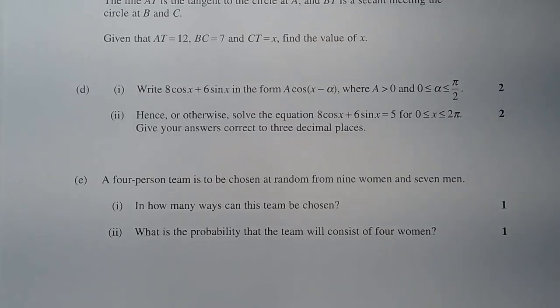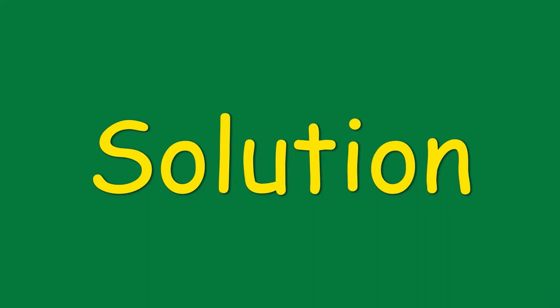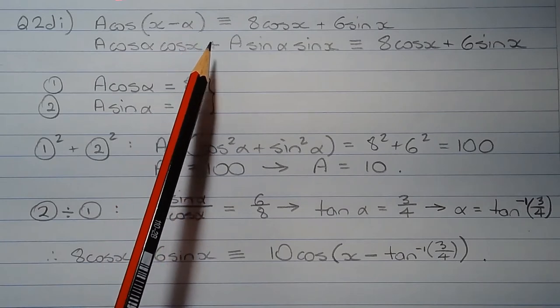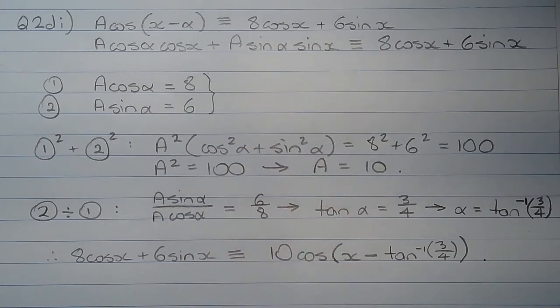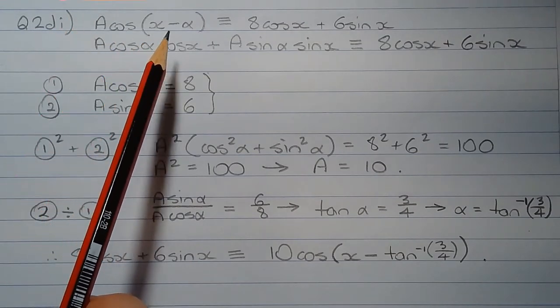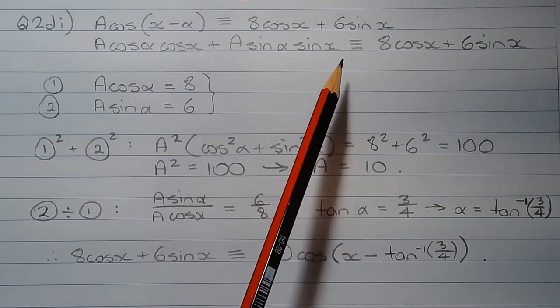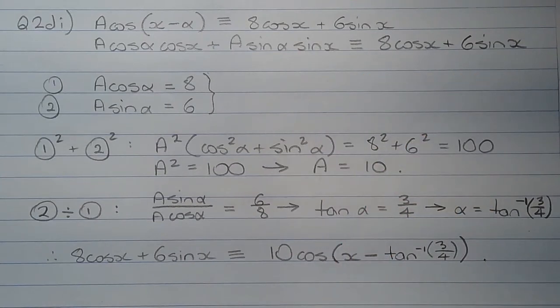Question 2D, part 1. Write 8 cos x plus 6 sine x in the form a cos of x minus alpha, where a is greater than 0, and alpha is greater than or equal to 0 and less than or equal to pi over 2. We start by writing the identity a cos of x minus alpha is identical to 8 cos x plus 6 sine x. Then we expand the left-hand side using a compound angle expansion. So the expansion of a cos of x minus alpha is a cos alpha cos x plus a sine alpha sine x, and this is identical to 8 cos x plus 6 sine x.